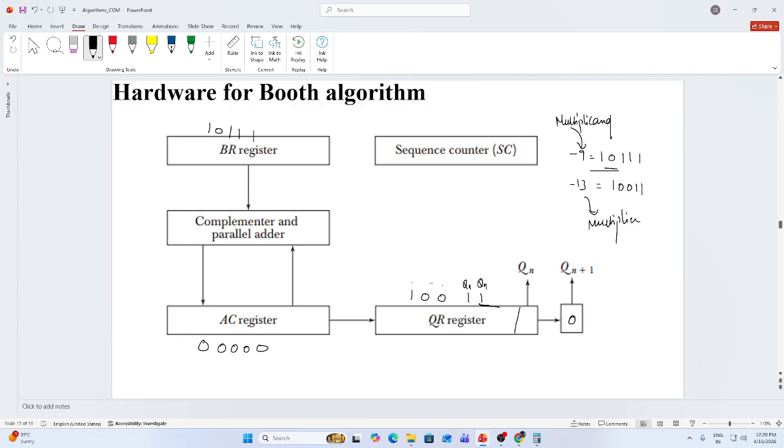What I told is that I have a complementer and parallel adder. What it can do is perform AC operations.